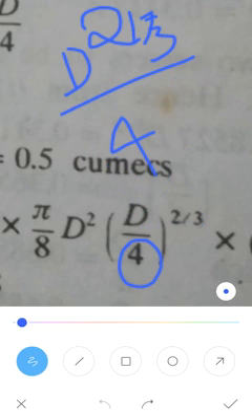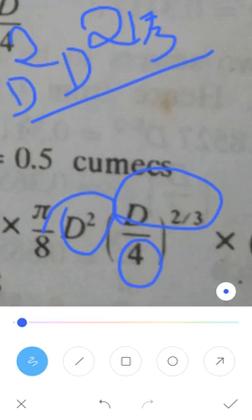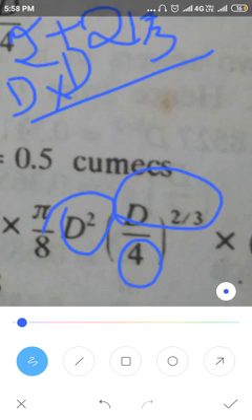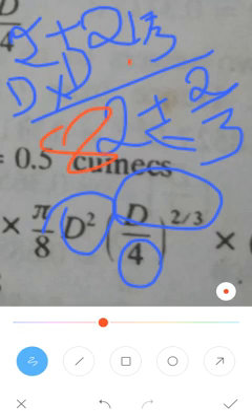But here the denominator d to the power of 2 by 3 is there, and here it is d square. So here it is d square into d to the power of 2 by 3. When the base is the same, you have to add the exponents. So you get 2 plus 2 by 3. What you did in primary school, the same thing. It is 2 into 3, 6, 6 plus 2, 8. So it will become 8 by 3. The answer is d to the power of 8 by 3.